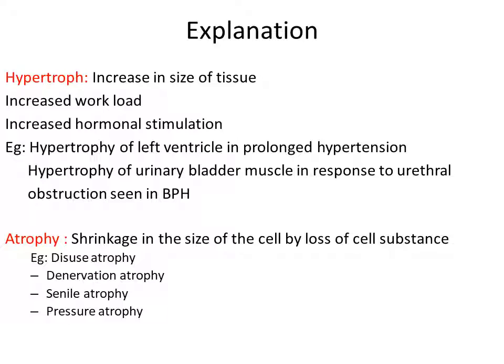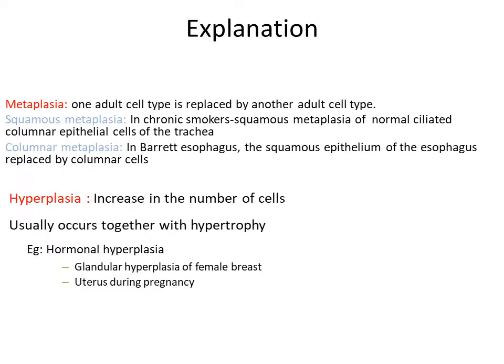So hypertrophy is nothing but increase in size of the tissue. So what is atrophy? Atrophy is shrinkage in size of the cells by loss of cell substance. So what are the examples of atrophy? Disuse atrophy, denervation atrophy, senile atrophy, and pressure atrophy. So these are some of the examples of atrophies.